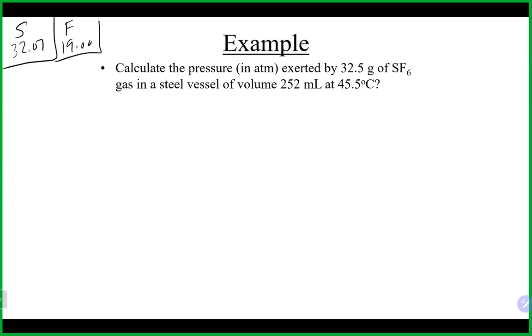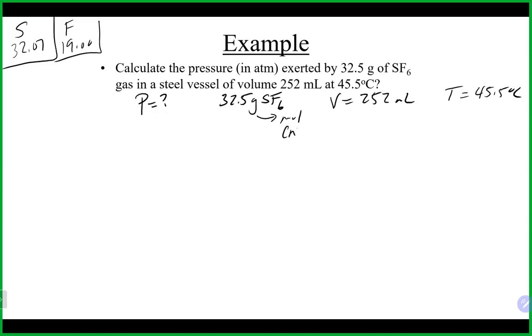So once again, we are looking for a pressure. We have 32.5 grams of SF6. We do have a volume that is 252 milliliters, and we do have a temperature that is 45.5 degrees Celsius. So again, we kind of have P, V, T. We have grams, but we can't get to moles from that, so that's n. So again, this is shaping up to be obviously a PV equals nRT situation here. We've got a lot to do in terms of units to get everybody in the right units.